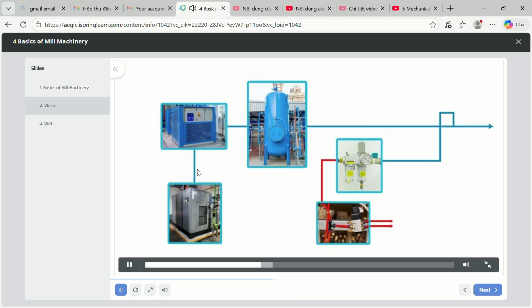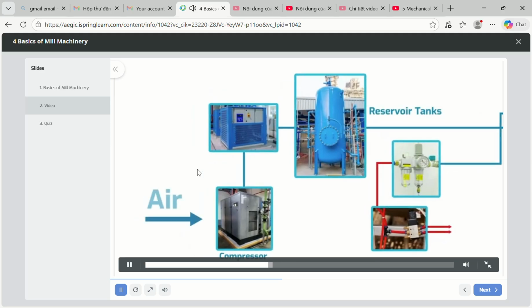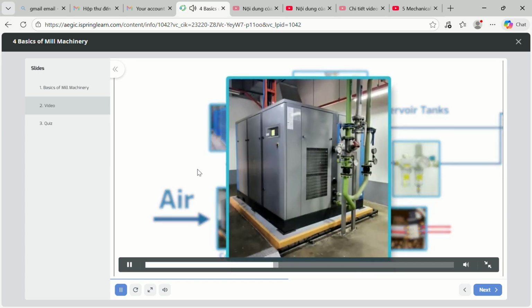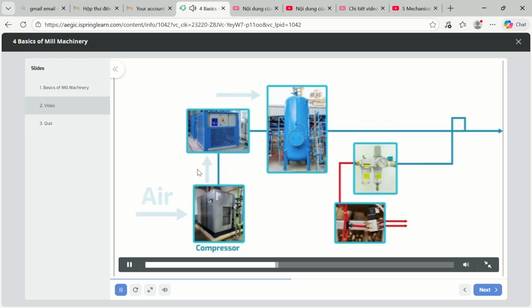Compressed air systems consist of compressors, piping, dryers, reservoir tanks, filters, regulators, lubricators, and solenoid valves. Compressors significantly increase the air pressure in a reservoir tank to about 6 times the atmospheric pressure. Compressors should be serviced at least annually.